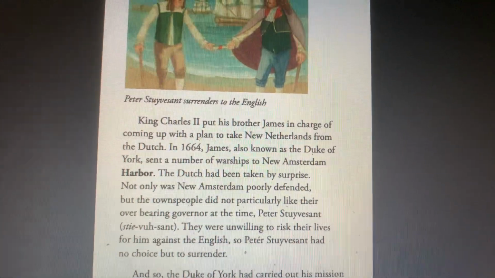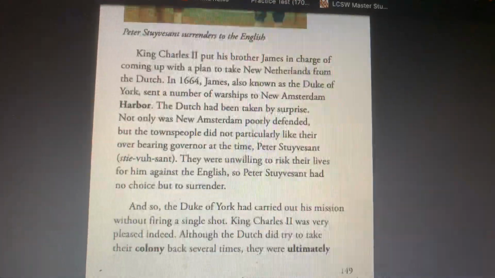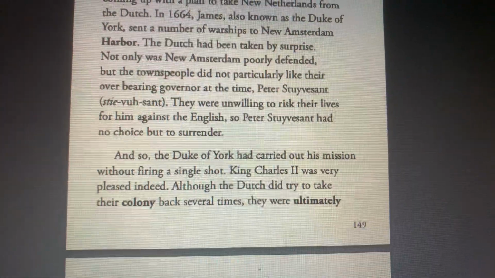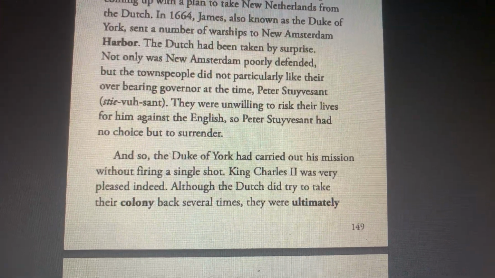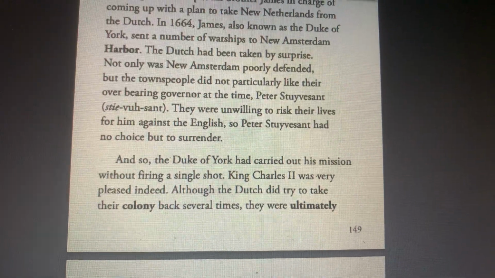Remember, surrendering is like you're just giving up. And so the Duke of York had carried out his mission without firing a single shot. King Charles II was very pleased indeed.